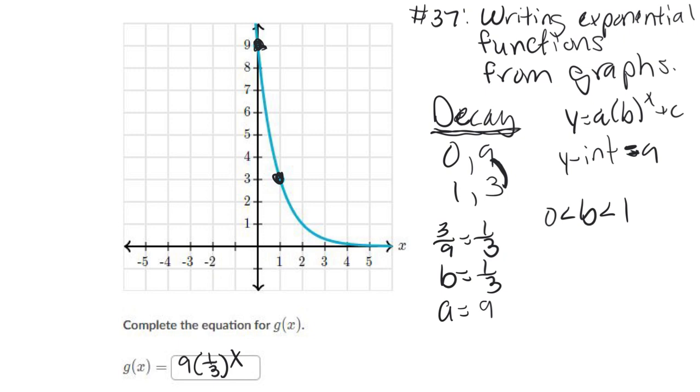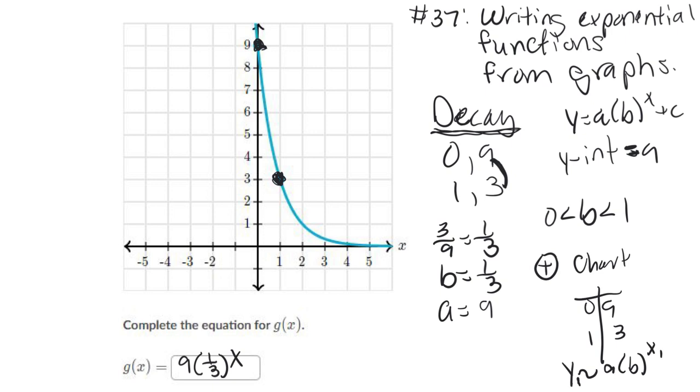Now, I can also calculate this in Desmos. I can press my plus key, bring down my chart, and in my chart, put in my ordered pairs, (0, 9) and (1, 3), and then put in the function y1 tilde a times b raised to the x1. That will also give me my a and my b. Okay, let's go to the next one.